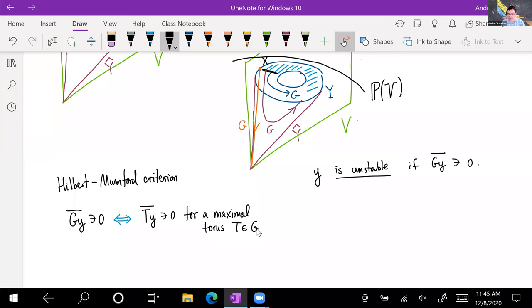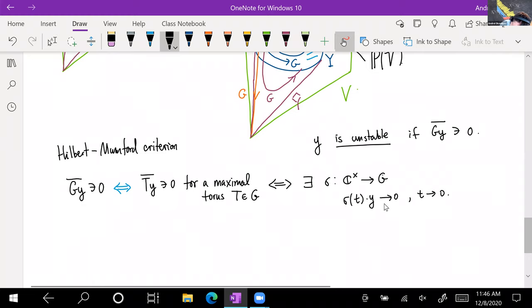And this is also to say that this is equivalent to there being a one parameter subgroup. There exists C from C star to G, a one parameter subgroup, such that C of T times Y goes to zero as T goes to zero. That's a nice thing. So you can say it like this: I can fix the torus, take one torus, see which points it brings to zero, and then take the G orbit of that. That will be the set of unstable points.